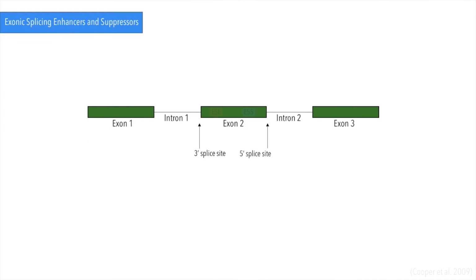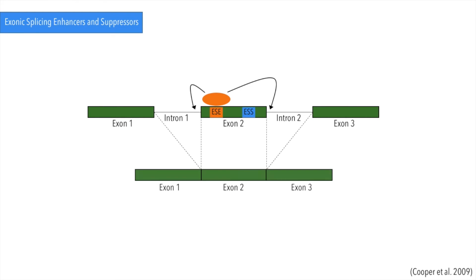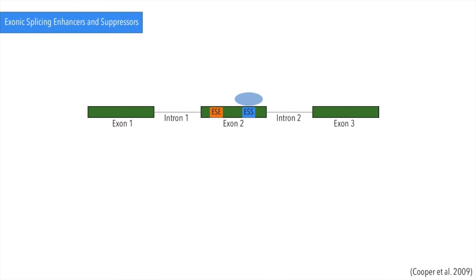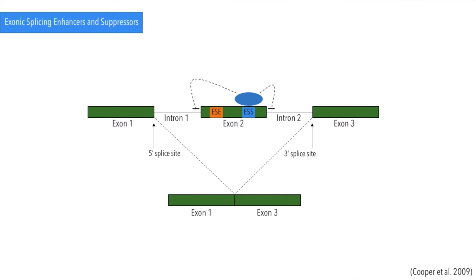Additionally, splicing is regulated by the exonic splicing enhancer and the exonic splicing suppressor sequences. ESE sequences recruit proteins that enhance splicing at neighboring splice sites, while ESS sequences recruit proteins that suppress splicing at neighboring splice sites, resulting in exon skipping.